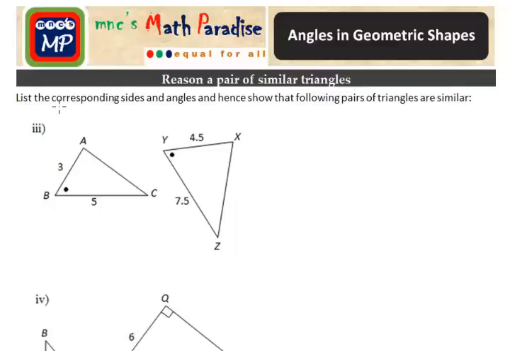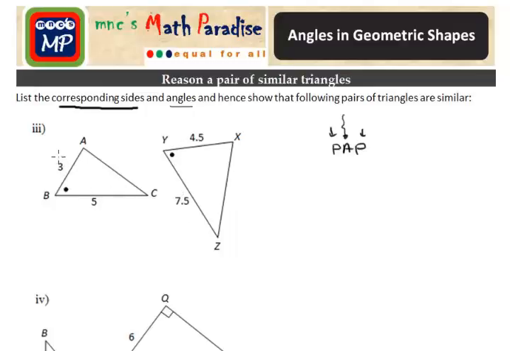List the corresponding sides and angles and hence show that the following pairs of triangles are similar. So let us do this example. Here we are given the lengths of two arms and their included angle. So probably it will be SAS, that is two arms in proportion, and their included angles are equal. So let us see. The included angles being equal is given. Now we need to see if these two arms are in proportion.